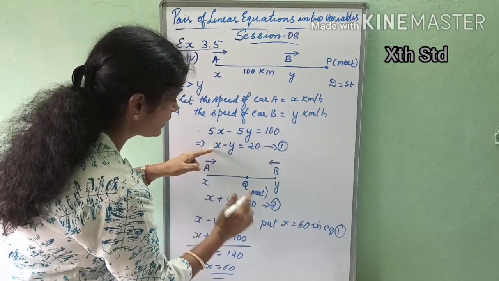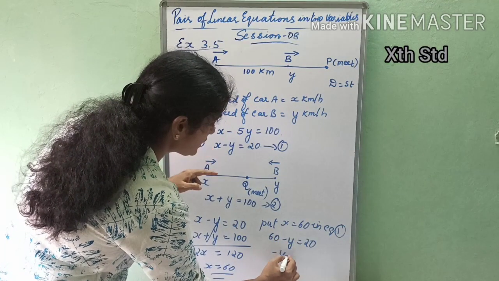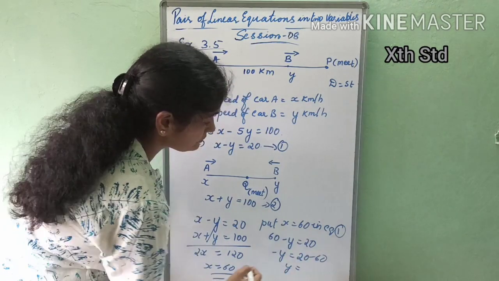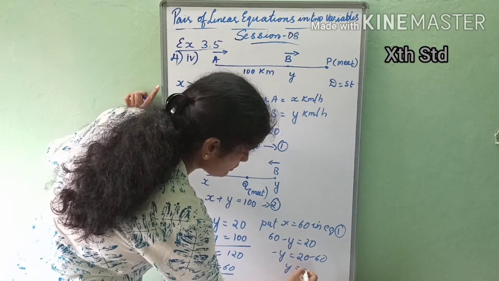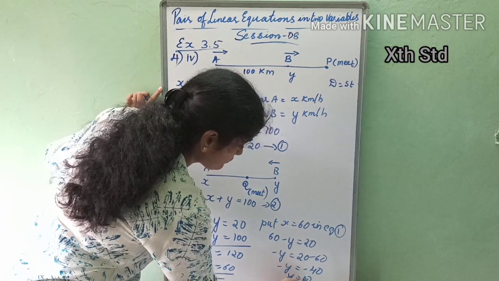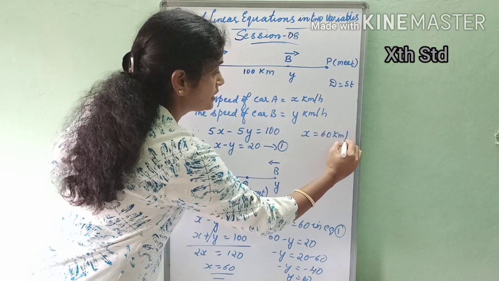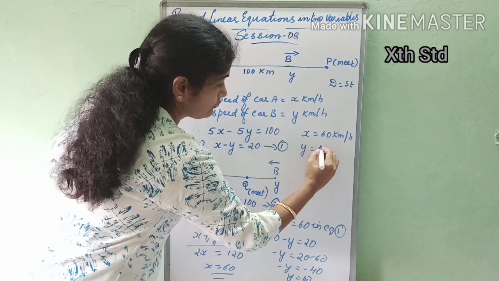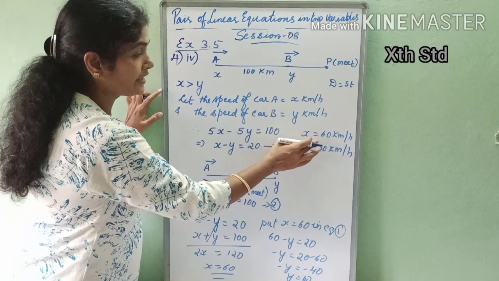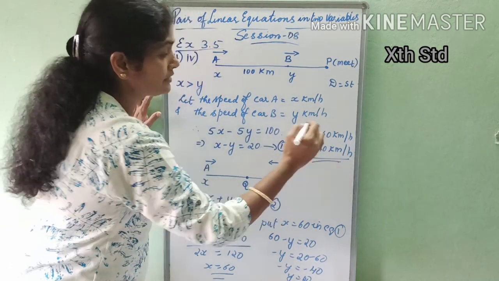If we put x is equal to 60, 60 minus y equal to 20, minus y equal to 20 minus 60, so minus y is minus 40. So y is 40. So x is 60 kilometer per hour and y is equal to 40 kilometer per hour. That means the speed of car A is 60 kilometer per hour and the speed of car B is 40 kilometer per hour.